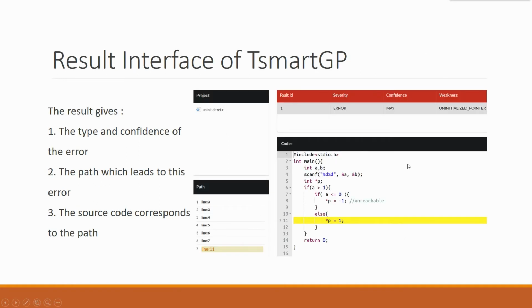Here is the results interface of TsmartGP. From the reports, we can know the type and confidence of the selected error. The path which leads to the error is given in the left. Click the path and its corresponding source code will also be presented. For example, there is an uninitialized pointer error in the sample program. The error occurs in line 11, and its path is given in the left.